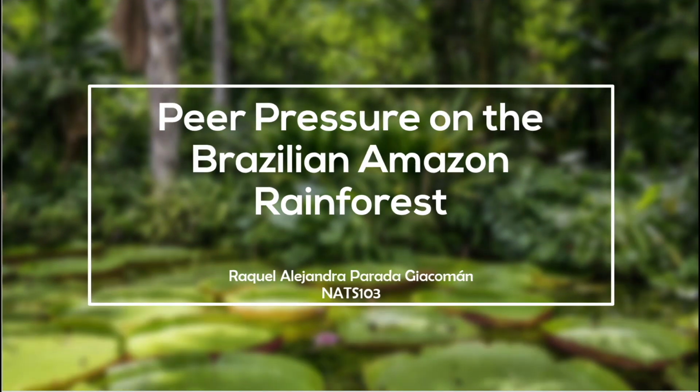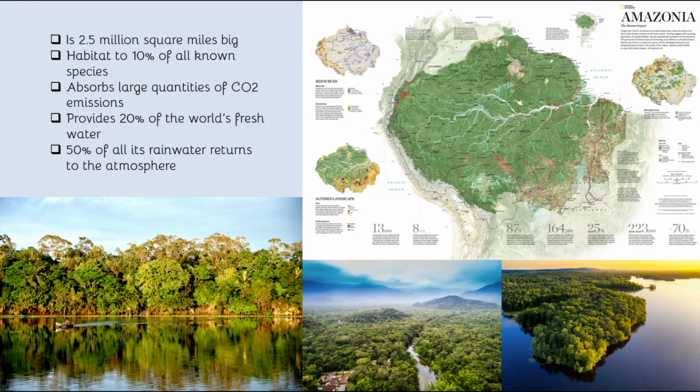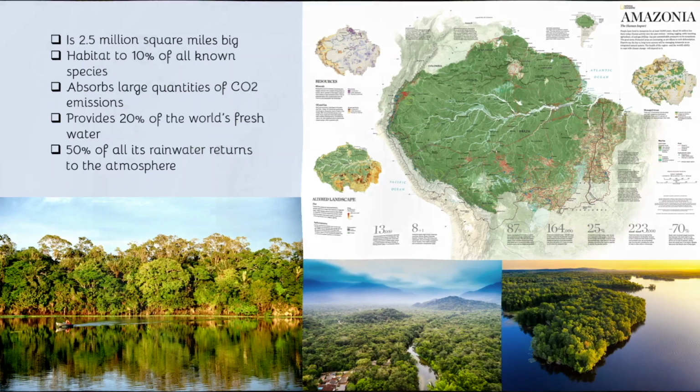My name is Raquel Parada, and today I am going to talk about the Brazilian Amazon rainforest social ecological system. The Amazon rainforest is located within the border of 9 South American countries, with the majority being contained in Brazil. It is the most diverse ecosystem in the planet. It absorbs large quantities of CO2 emissions, contains 20% of the world's fresh water, and 50% of all its rainwater returns to the atmosphere. These attributes make the Amazon rainforest one of the key players on global climate change.